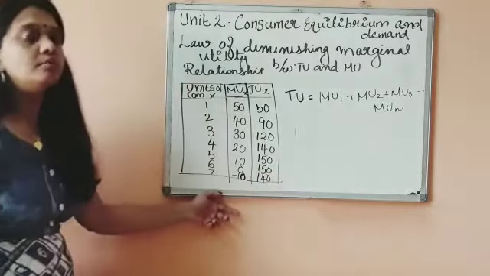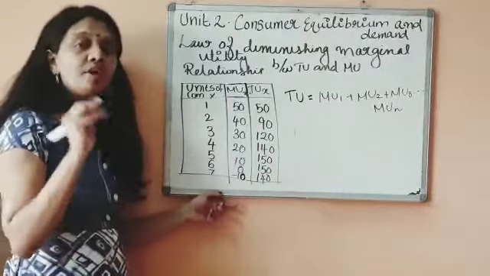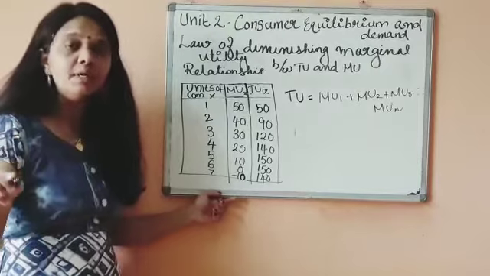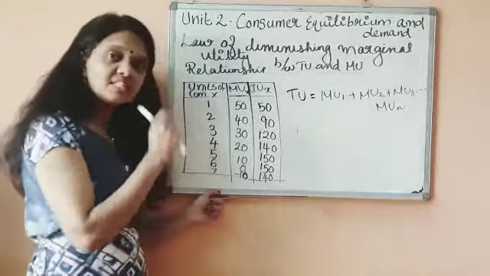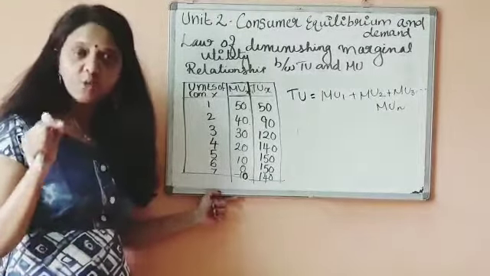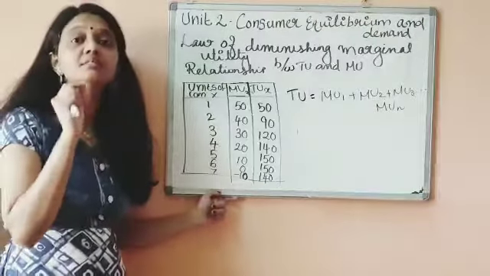Now, how is the law of diminishing marginal utility working? To explain the law of diminishing marginal utility, I am going to take chapatis.